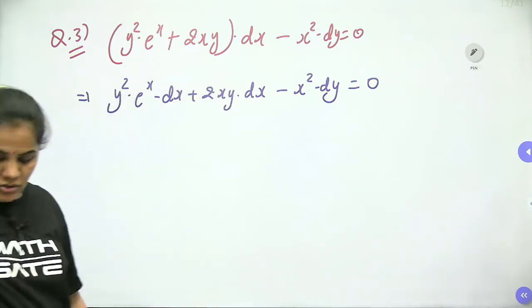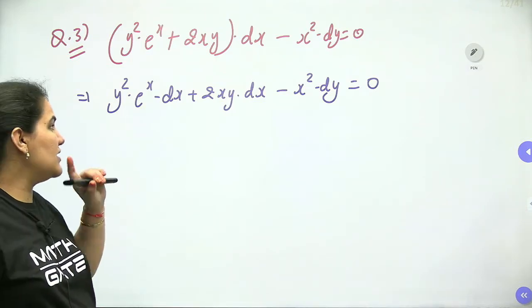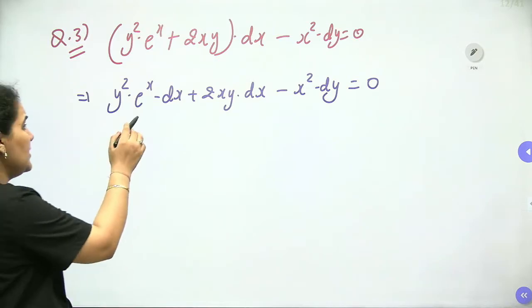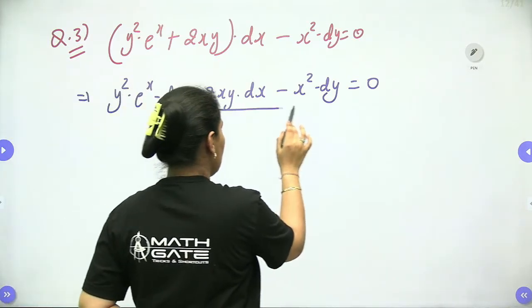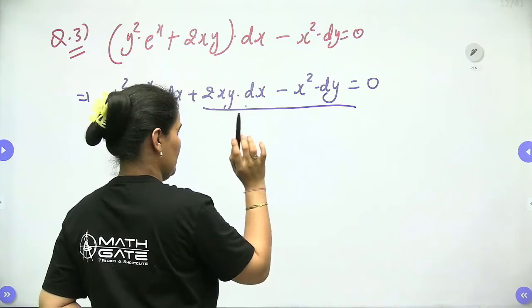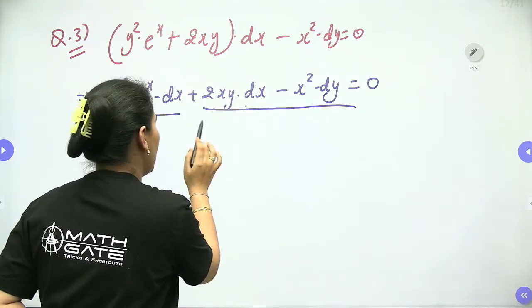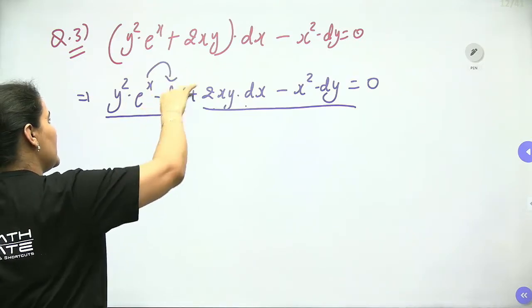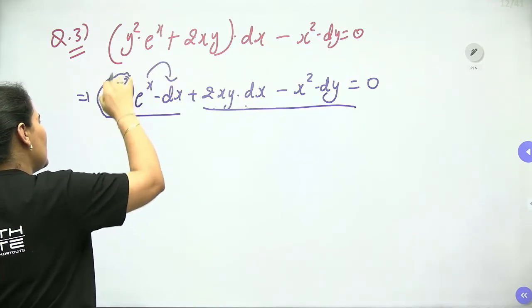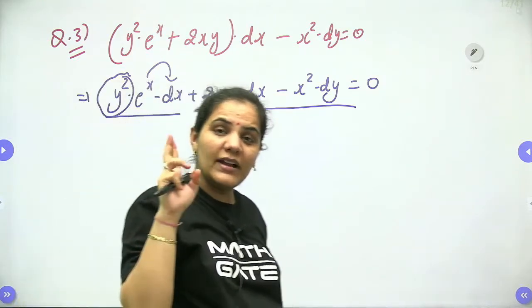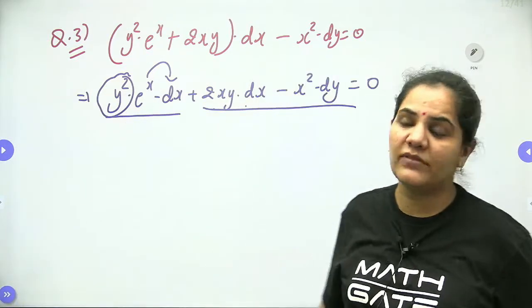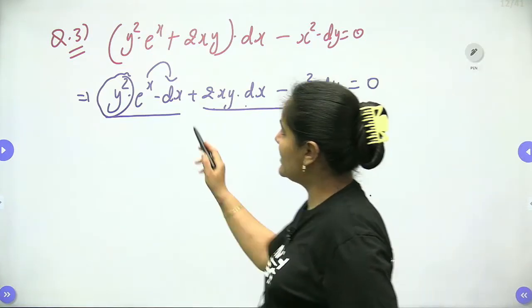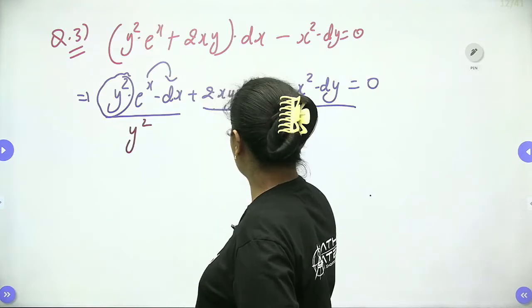When I look at this one, exactly I am getting one point: here we can arrange 2xy dx minus x square dy. Here I am not at all satisfied with this one, because with e power x dx we know very well we can integrate this portion. But as I think this y square is an extra factor, you can remove it, and when you remove this y square you will get an easy approach. So let's divide the complete term by y square only.